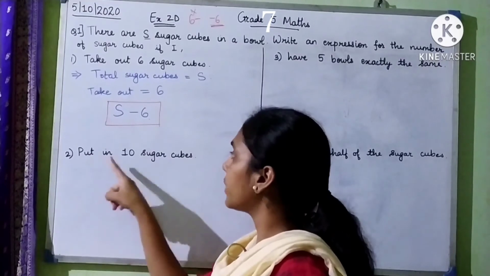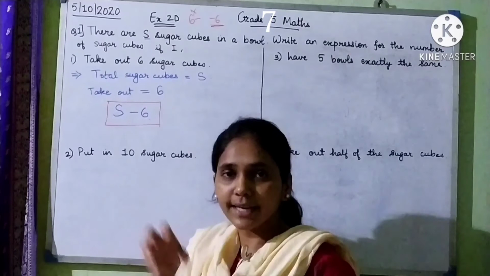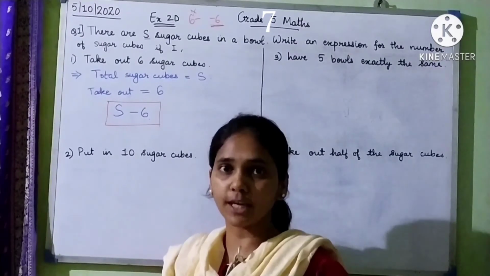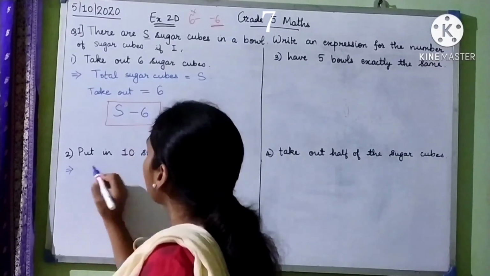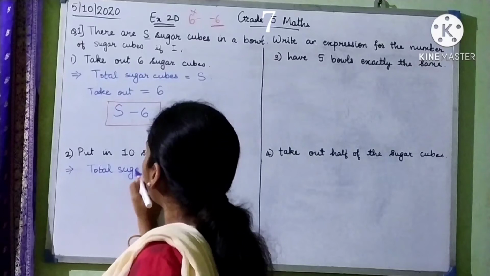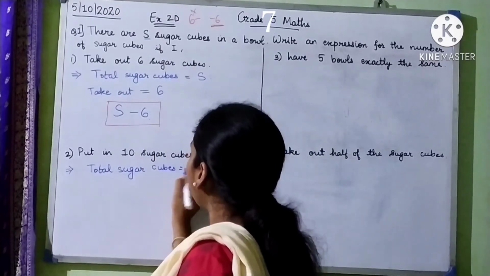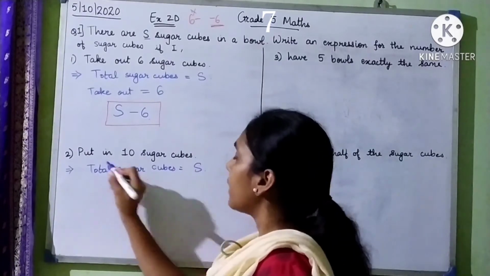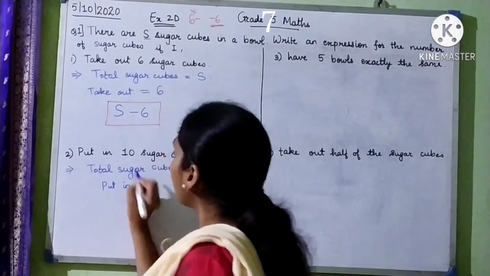Then the second one is put in. If I put in 10 sugar cubes. Put in means I am adding 10 more sugar cubes in that bowl. First, how many sugar cubes were there in the bowl before adding? There were S sugar cubes. Now I am putting in 10 sugar cubes.